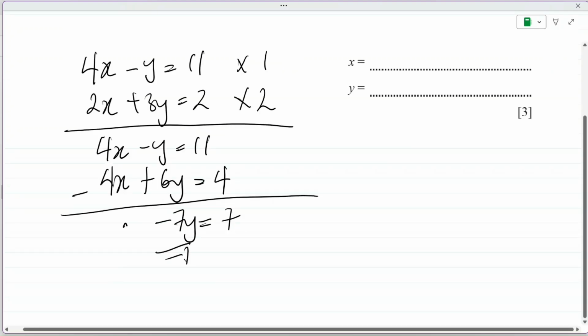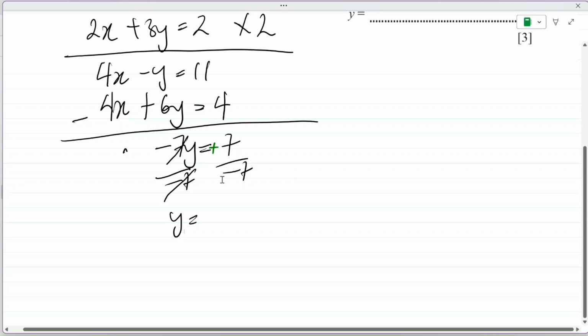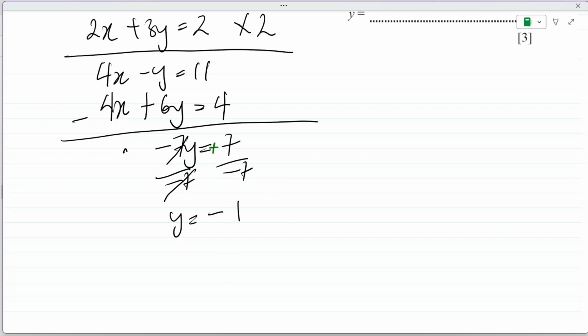So minus 7 divided by minus 7. You don't just divide by 7 because you want this negative off too. You're looking for y, you're not looking for minus y. So minus 7 cancels minus 7, you'll be left with y equals, this has a positive. Positive divided by negative is a negative. Then 7 divided by 7 is 1. We now have y as minus 1, just as using substitution method.